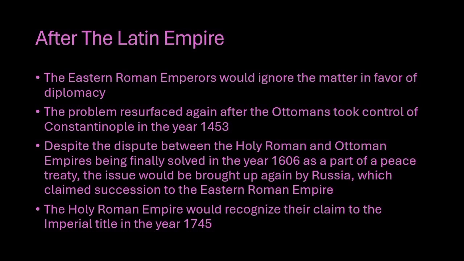Despite the dispute between the Holy Roman and Ottoman empires being finally solved in the year 1606 as part of a peace treaty, the issue will be brought up again by Russia, which claimed succession to the Eastern Roman Empire. The Holy Roman Empire will recognize their claim to the imperial title in the year 1745.